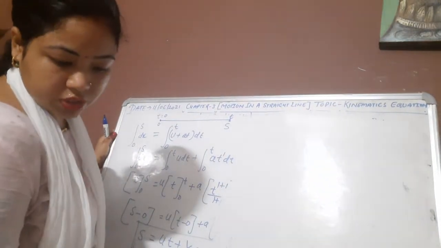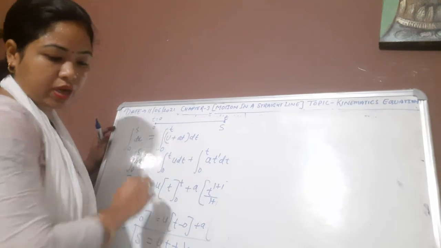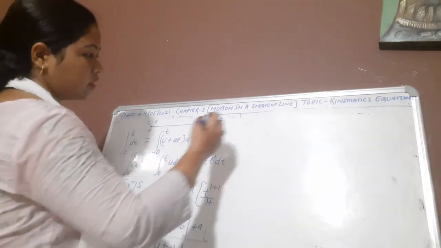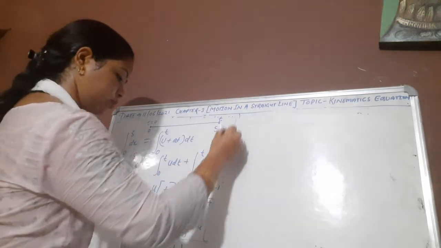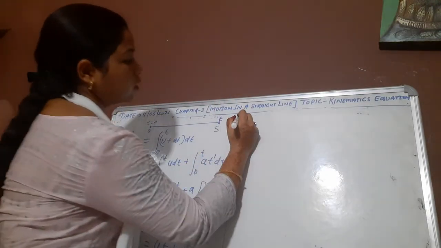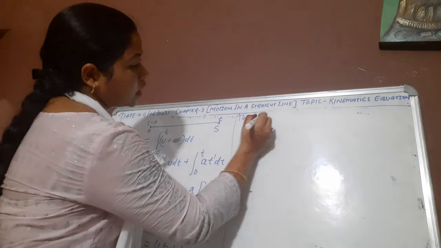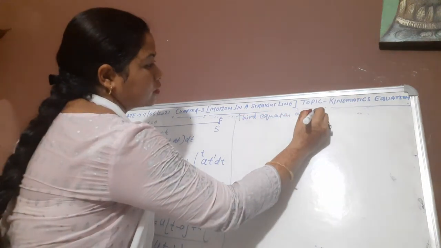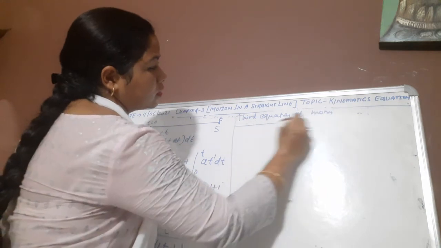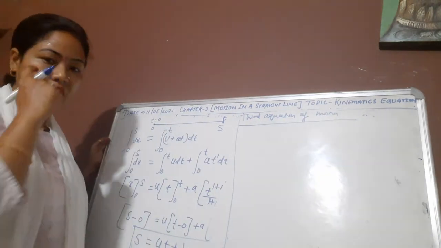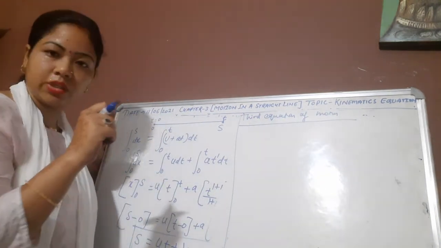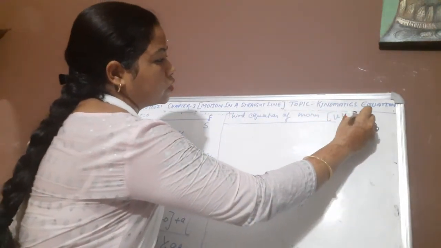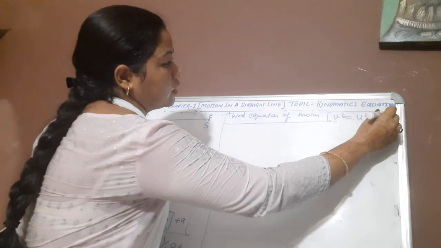So the third equation of motion, the velocity attained by the particle after traveling a distance. Directly we can write down the third equation of motion. So just see very carefully, the third equation of motion is a little bit different from the above two equations, that is v square equals u square plus 2as, right?